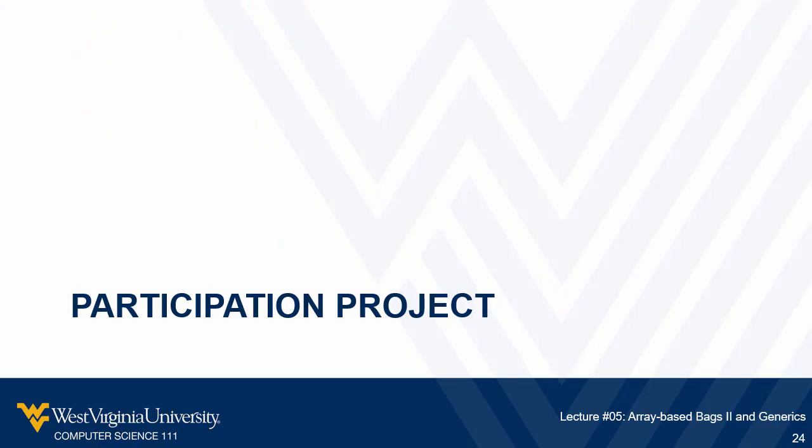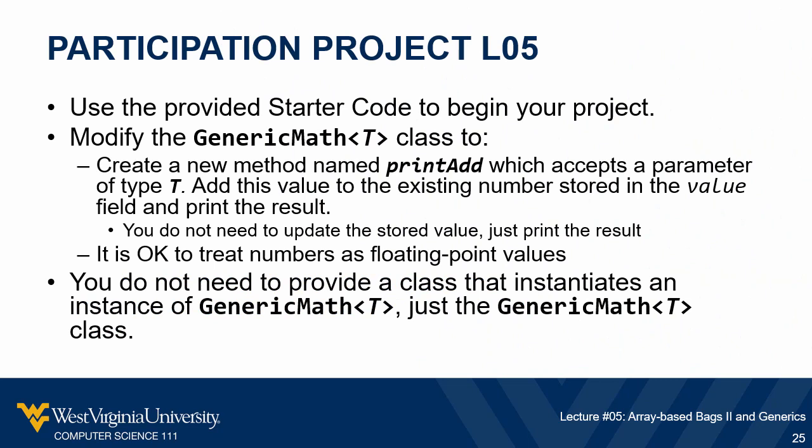For this lecture's participation project, we're going to build upon the generic math class that we created as part of the lecture. I provided a version of this in the starter code that's posted in eCampus for this participation project. Inside the generic math class, I want you to create a new method called printAdd. It's going to take a parameter of type T, and if you look at the code, you'll see that in GenericMath, I have the T generic parameter restricted so that it must extend Number, which means basically T has to be one of the number types, like an Integer or a Double, something like that.